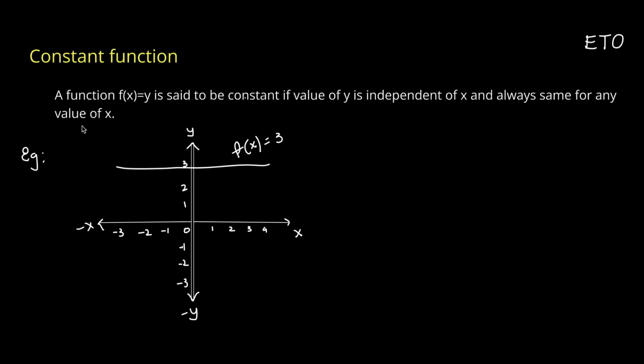Constant function. A function is said to be constant if the value of y is independent of x and always the same for any value of x. One of the best examples of a constant function is f of x equals 3. When x equals 1, f of 1 will equal 3. When x equals 2, f of 2 will equal 3. Similarly, when x equals minus 1, f of minus 1 will equal 3. The value of y will always be constant for any value of x. This type of function is called a constant function.